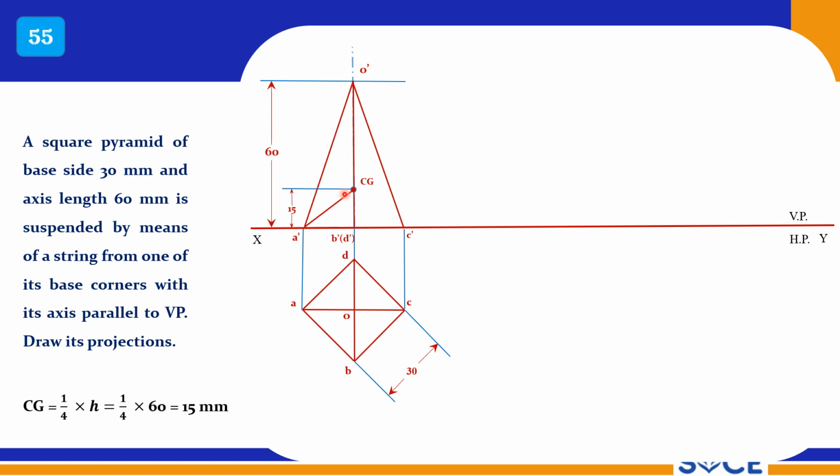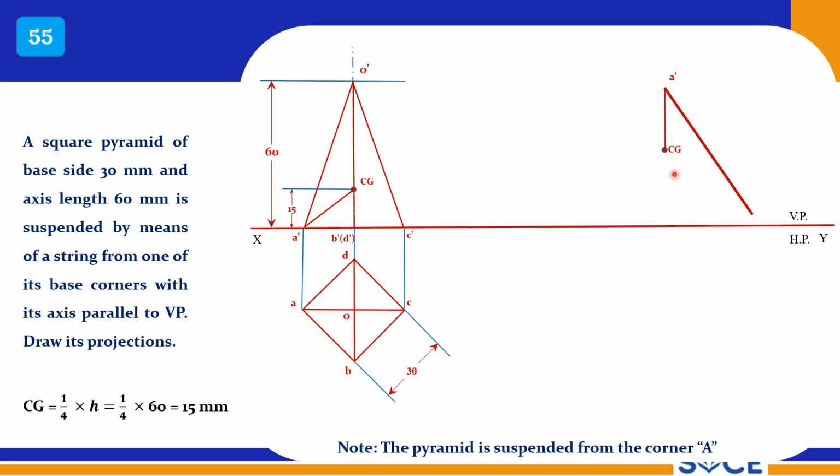So first draw that line and then reproduce this view with respect to this line. That is the simple exercise, and you have to do it, and it will be very easy also. I will tell you. Now my pyramid is suspended from the corner A, right? So this is the line, right? A to CG. So this is A1 dash and this is CG dash, right?